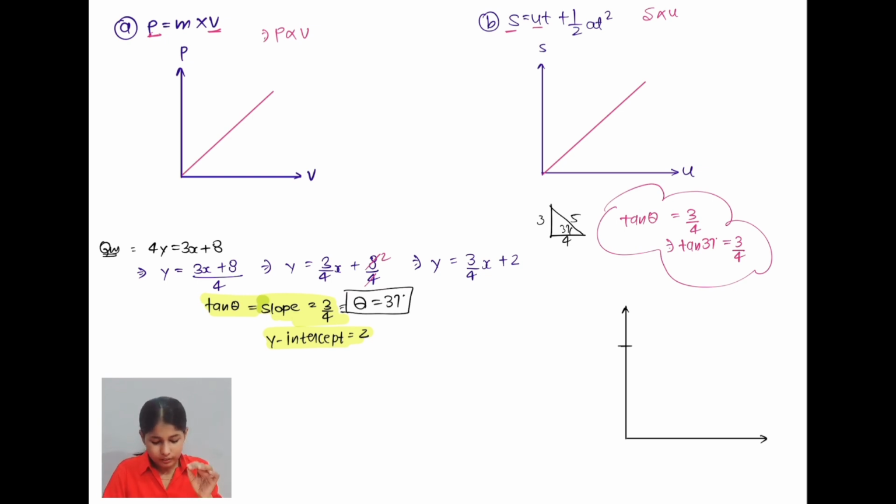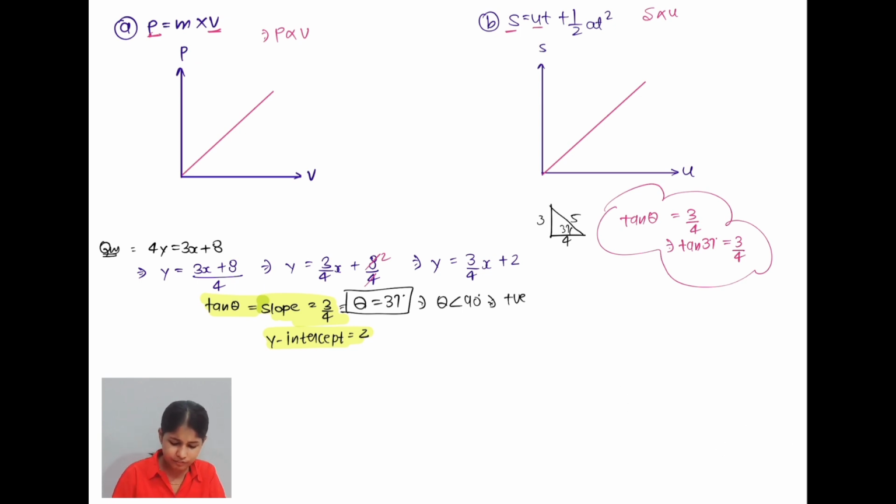Now you have to make a diagram. As you can see, theta is less than 90 degree. So can I say that the slope will be positive? Yes. So I can't draw only the x-axis and y-axis. I have to draw the whole graph, all the 4 quadrants. Okay?